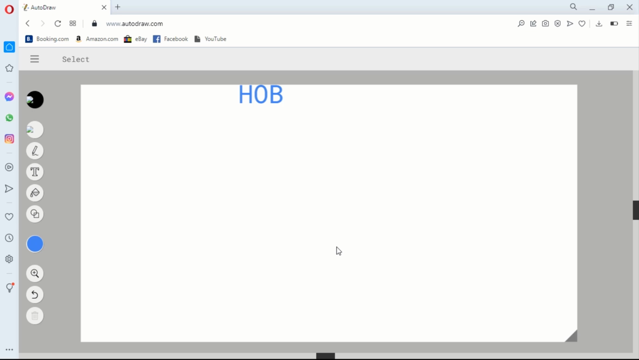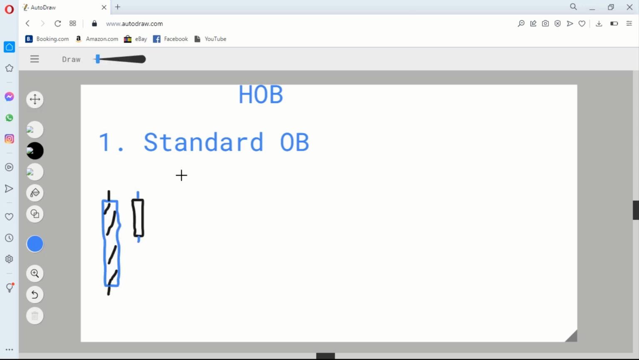So I'm going to start with the first type of high probability order block, which is called standard order block. So I'm going to draw the diagram for you to see how it looks like there. So this is how standard order block looks like on the charts. The first bullish candle is longer than the second bearish candle. So in mapping it, you target the body. There are 2 ways of mapping it. You can map targeting the wicks or the body. So I will target only the body.